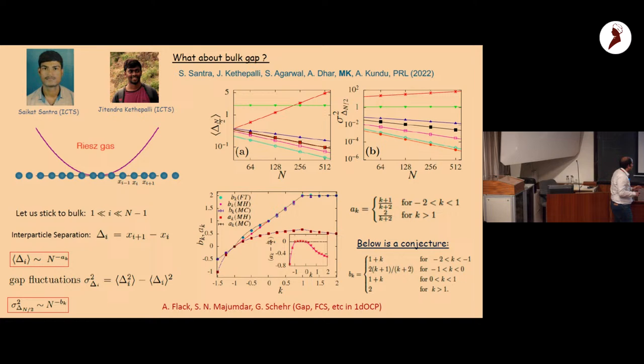So this is gap statistics, and the rigorous theoretical understanding of gap statistics for the entire Ries gas is not known at all. But there are some very nice rigorous results for the OCP case, where gap statistics, full counting statistics, and linear statistics have been studied by Anna Flack, Satya, and Gregory. But here, this is just to get an idea of the gap statistics and mean gap of the Ries gas in the bulk, and in principle, one can do it for the edge. So this is the analog of level spacing statistics in random matrix theory. Again, this is all done assuming that you are at an effectively low temperature regime. Okay, so any questions?